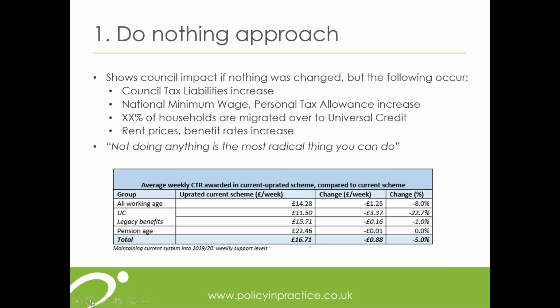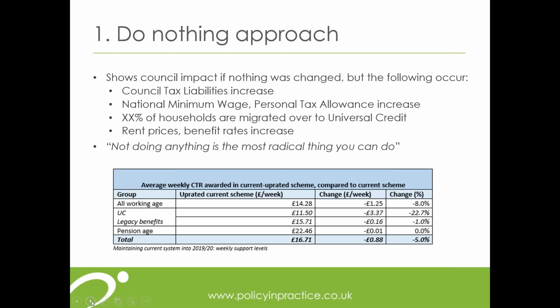But of course, this needs to factor in council tax liability increases, which we receive from the council. We also take account of national minimum wage increases and the personal tax allowance increase. We again discussed with the council the migration rate for universal credit, which as a default we have at around 20% per year, but as I said, we'll discuss this ad hoc with each client. And then we can also account for rent prices and benefit rates increases.